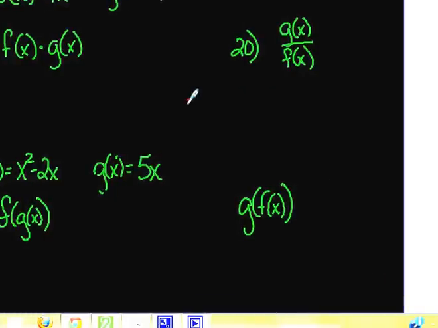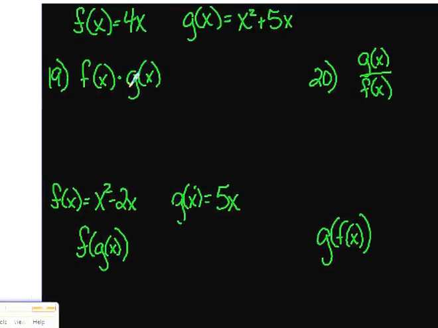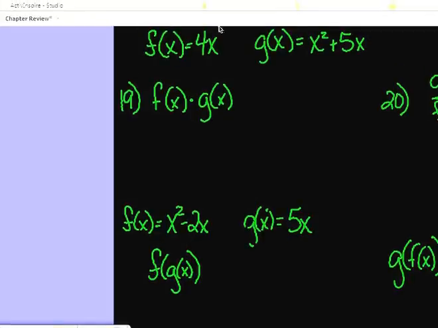Okay, we're going to continue on with our review, and we're going to start with question number 19. And in 19 and 20, we're given the above functions to use. And in 19, we're asked to multiply these two together. So we're just simply going to substitute in f of x with 4x and g of x with x squared plus 5x.